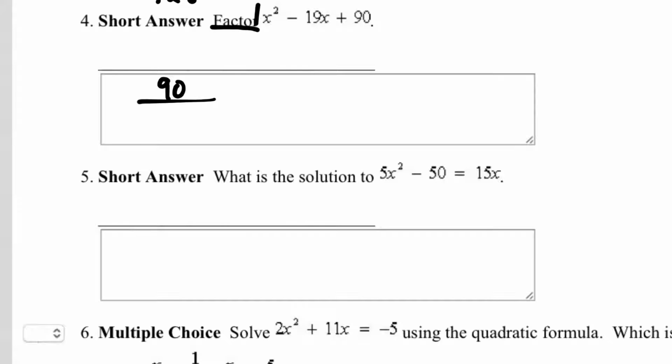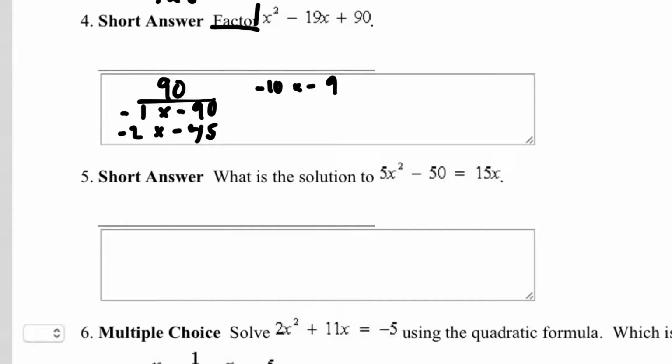Now I see that it's negative 19, which gives me a clue. Both of these numbers that I multiply must be negative, because that's the only way that I'm going to get a negative when I combine them, but a positive when I multiply them. So I try everything. 1 times 90, which makes no sense, right? We want negative 19. 2 times 45, also not correct. You keep trying, and eventually you will see that negative 10 and negative 9 multiply to make positive 90 and add up to make negative 19.